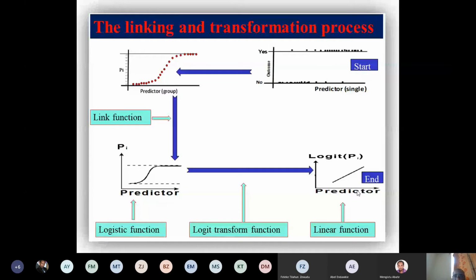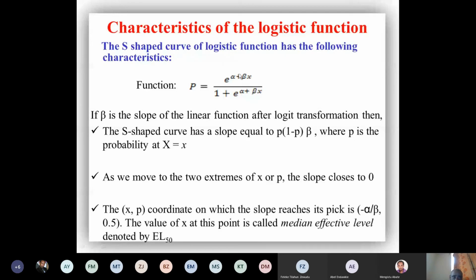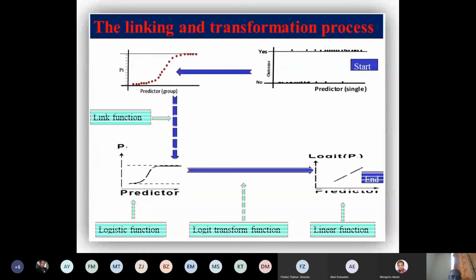So this is called binary logistic regression. Why binary logistic regression? Because we have a binary outcome: yes, no, or diseased and undiseased, positive, negative, for CHD for example. And we have tried to fit such data using this link function. And as you can see, the S-shaped curve has different slopes.